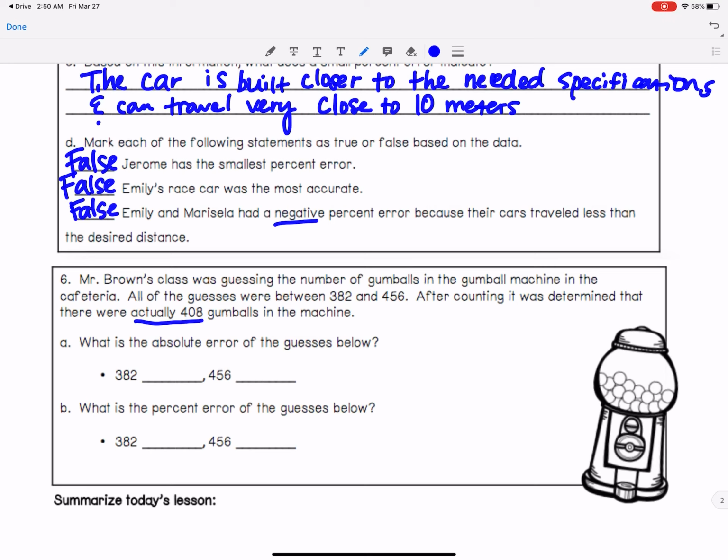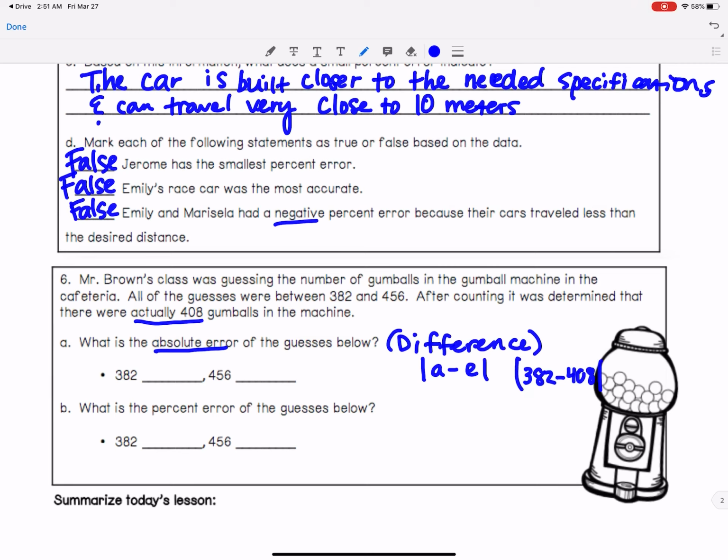Well, we have to find the difference. Absolute error, this one is always just find the difference or just subtract them from each other. If you want to use the equation, you can. You would set it up and say, what was the approximate number minus the exact number? And you put it in these absolute value lines, and it looks like this. So my approximate value would be 382, and my actual value would be 408.